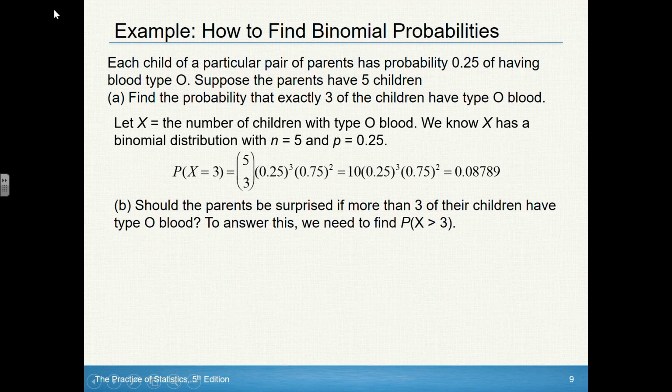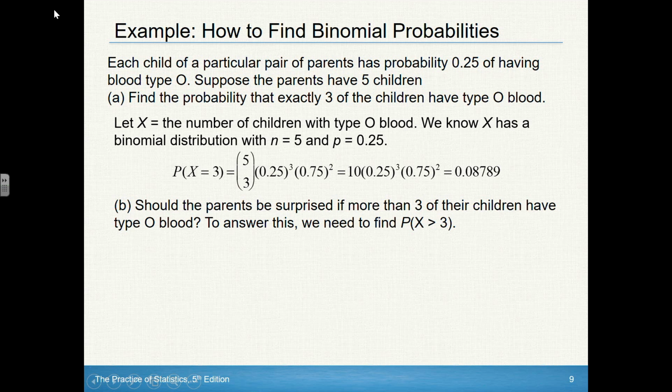And again, we could have done this using binomPDF by entering in 5 for n, 0.25 for p, and 3 for x. If you're wondering where binomPDF and binomCDF are, they're in the same 2nd VARS menu that the normalCDF and the invNorm are.